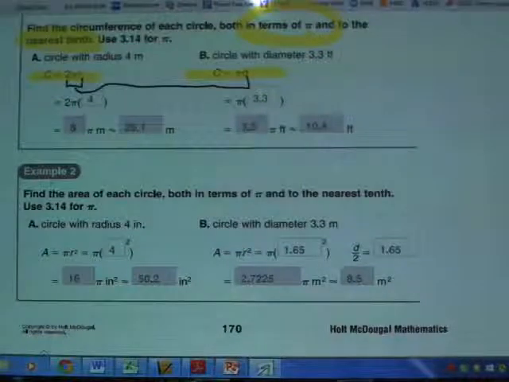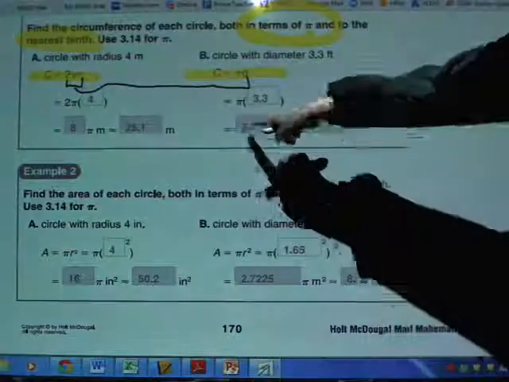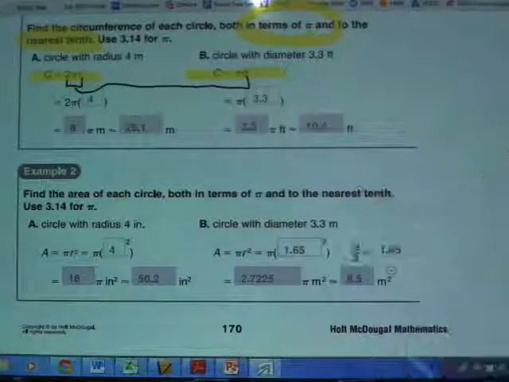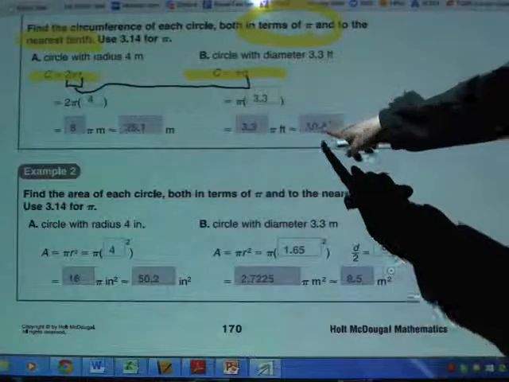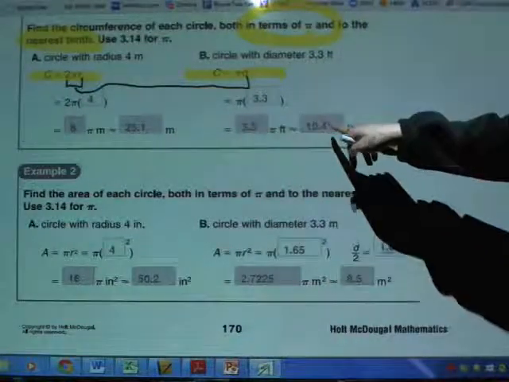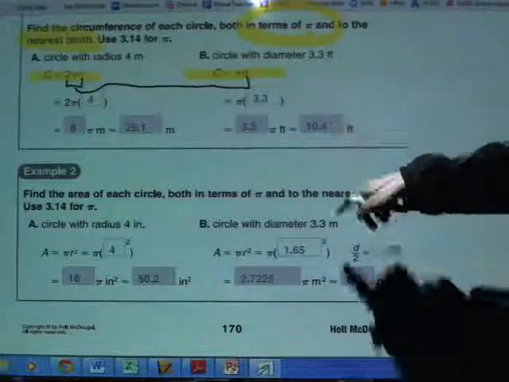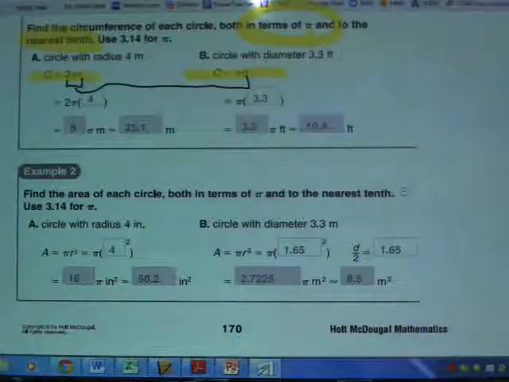Okay, so pi times the diameter, 3.3 times pi. Well, that's your answer in terms of pi, really easy, 3.3 pi. And then I'm going to change pi into 3.14 and multiply. So 3.3 times 3.14, and that yields 10.4, as in 10.4 feet.